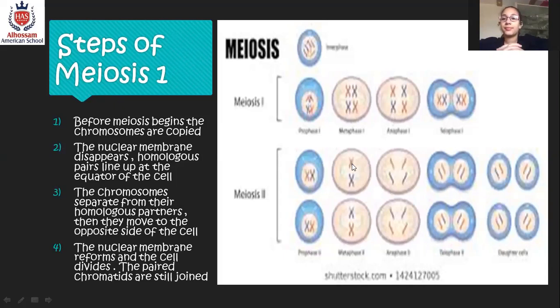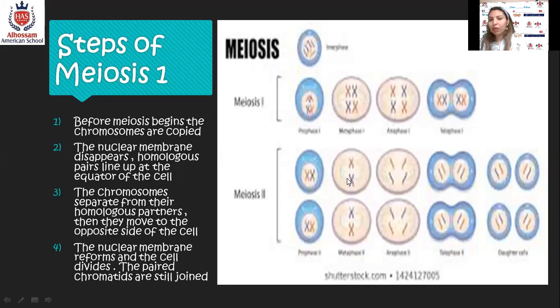So we'll start with prophase 2, metaphase 2, anaphase 2, and telophase 2, and then cytokinesis. But the difference is that in meiosis 2, the second division, before it starts, the chromosomes do not replicate again. So we start with the haploid number, and in prophase 2, no duplication or replication for chromosomes will happen. Then after prophase 2, metaphase 2.